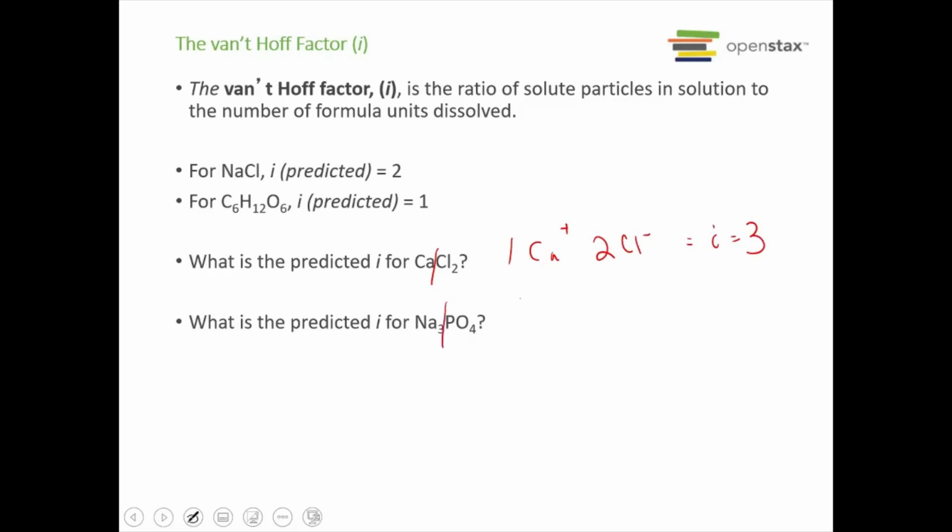For sodium phosphate, that gives us 3 Na plus ions and 1 PO4, polyatomic ion. So we get an i predicted of 4.